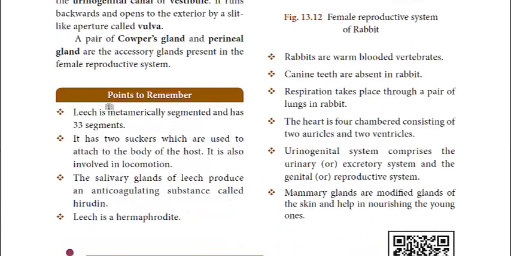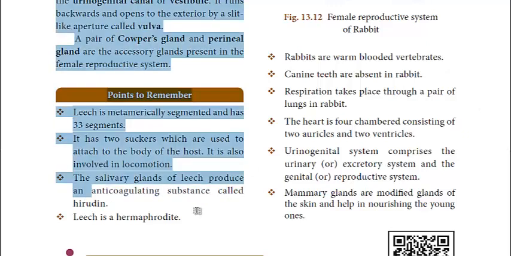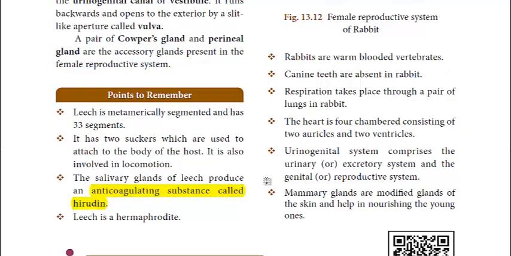Once again, let us have a quick recap of what we have studied. Points to ponder. Leech is metamerically segmented and has 33 segments. It has two suckers, one used to attach to the body of the host, and one involved in locomotion. The salivary gland of a leech produces an anticoagulant substance. Please underline this anticoagulant substance called hirudin. This is a very important anticoagulant substance.